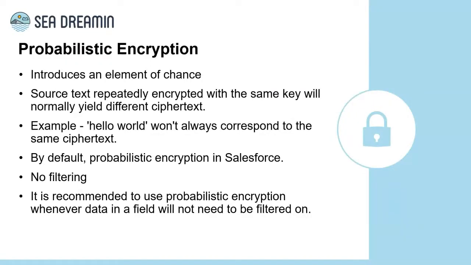First, let us see probabilistic encryption. Probabilistic encryption introduces an element of chance. Source text repeatedly encrypted with the same key will not yield the same ciphertext. It gives different ciphertext. For example, if hello world is the data we are going to consider, and we encrypt it using probabilistic encryption, it will not always correspond to the same ciphertext. Instead, the message would produce one of many possible ciphertexts each time it is encrypted.